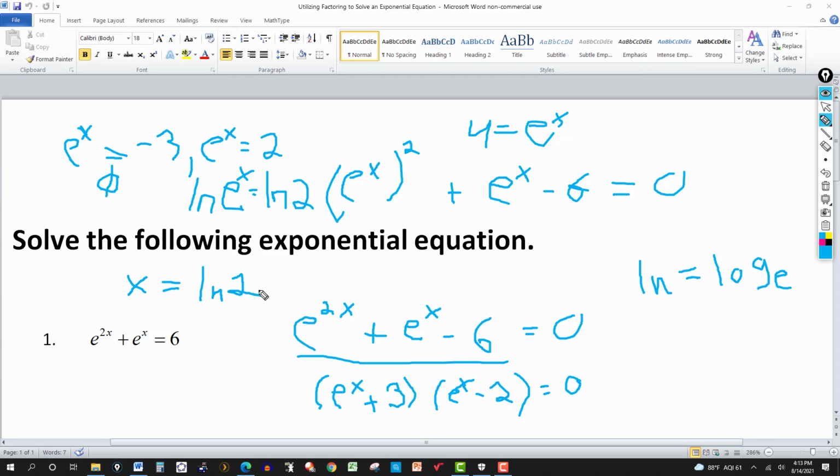Now, if they want an exact answer, you just give natural log of 2. If they want an approximation, then you could use your calculator and compute this out, to 0.693. The exact answer is natural log of 2, or approximately, to 3 places, 0.693.